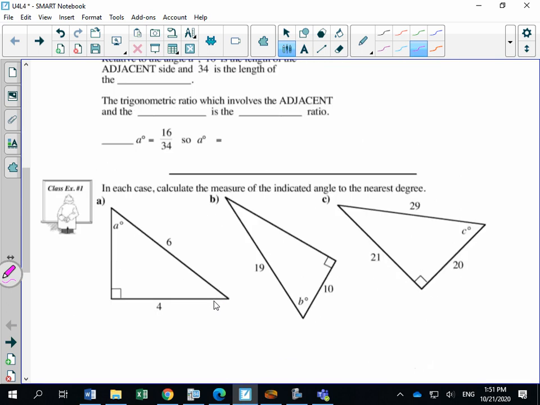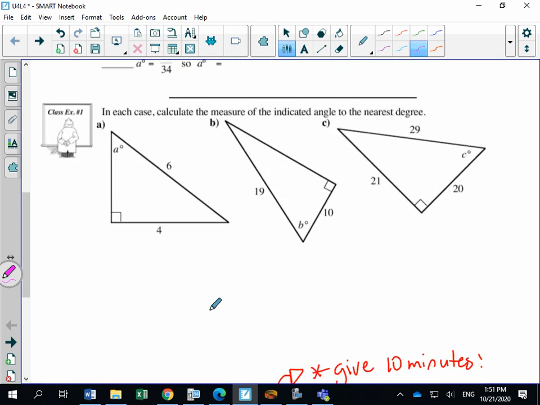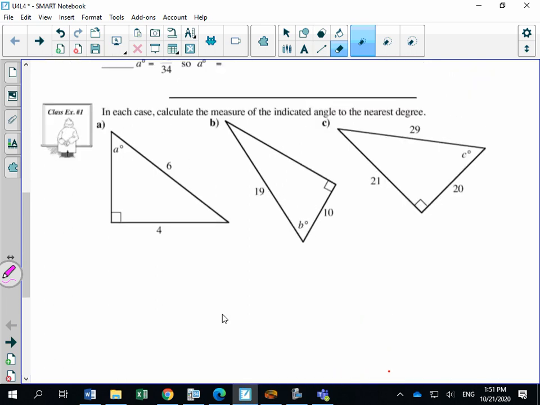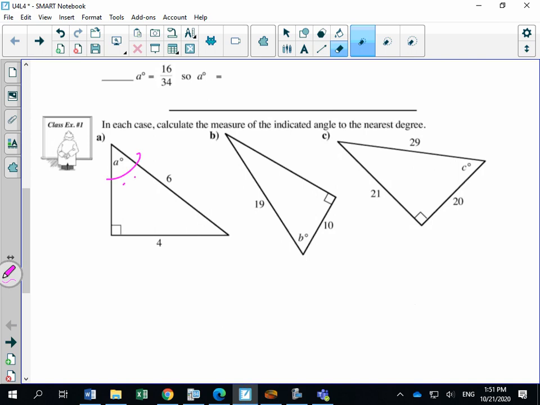Okay, so let's do class example number 1, and it's going to be slightly different. We'll start with A, and I'll probably do A and B with you, and then I'll get you to do C. So can you please label your triangle for A according to the given angle? According to this, that would be my opposite side. This would be my hypotenuse. By default, this would be the adjacent.